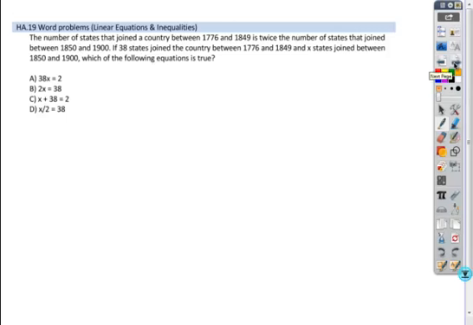All right, so let's jump to some story problems that include either linear equations, systems, or inequalities. This is on page 9. See if you can come up with the answer.